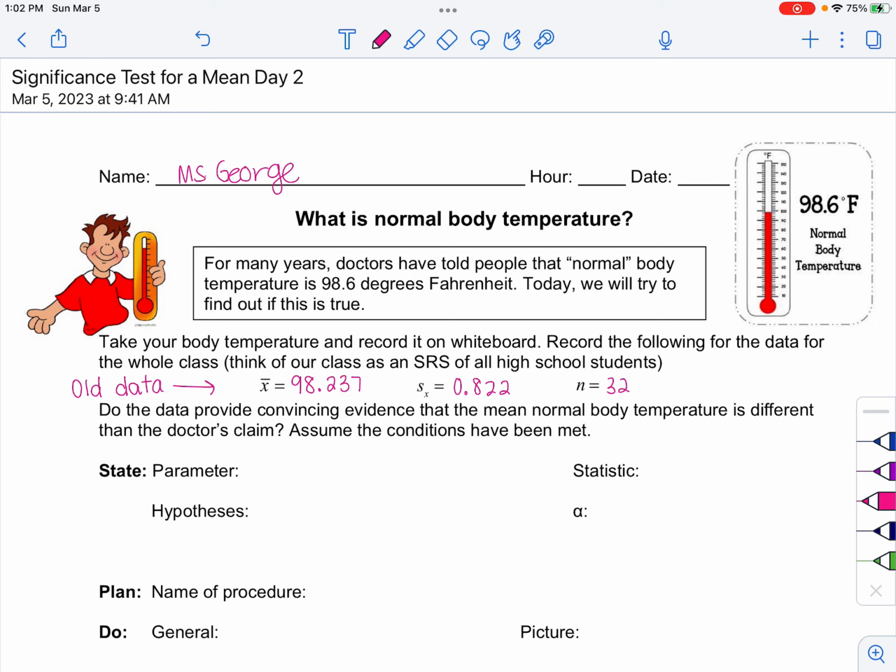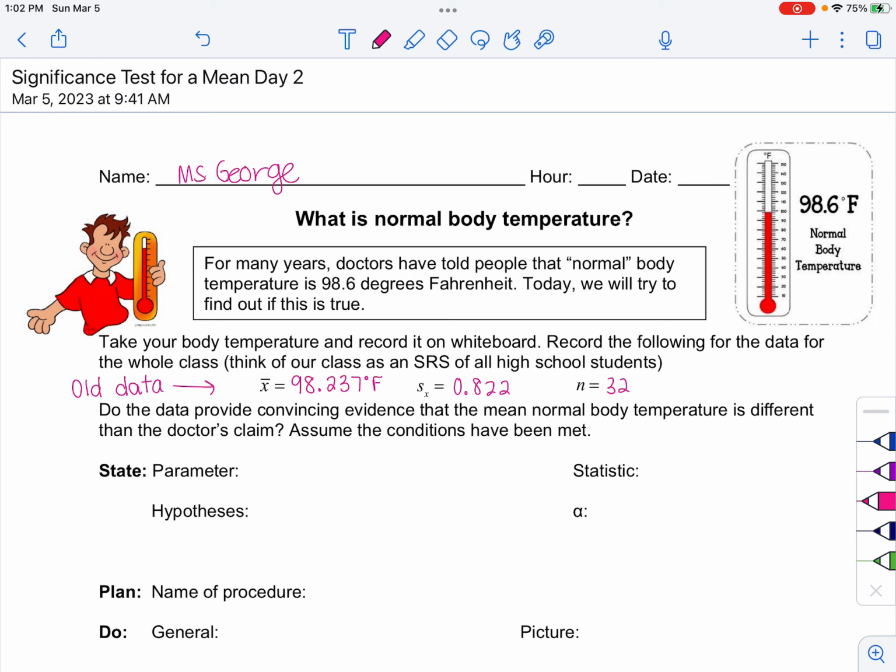I do not have thermometers for everybody to take their own temperature, so we're just going to use some old class data. We have a simple random sample of high school students with a mean of 98.237 degrees Fahrenheit. Definitely add some context in there. We've got a standard deviation of 0.822 and a sample size of 32. I want you to go through state, plan, do, conclude.